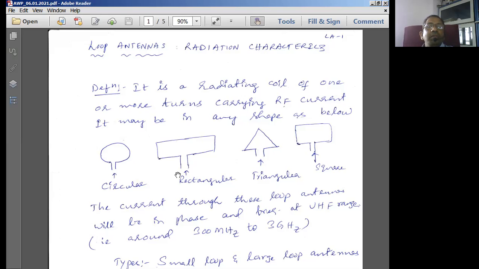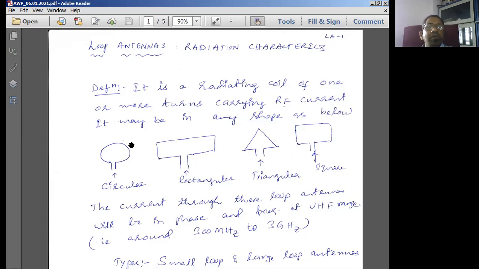The winding can be done in a circular fashion, a rectangular fashion, a triangular fashion, a square, or a hexagonal fashion. Accordingly, we get the appropriate shape of the antenna. Whatever the shape of the loop antenna, the main purpose of this antenna is to radiate the EM field waves.